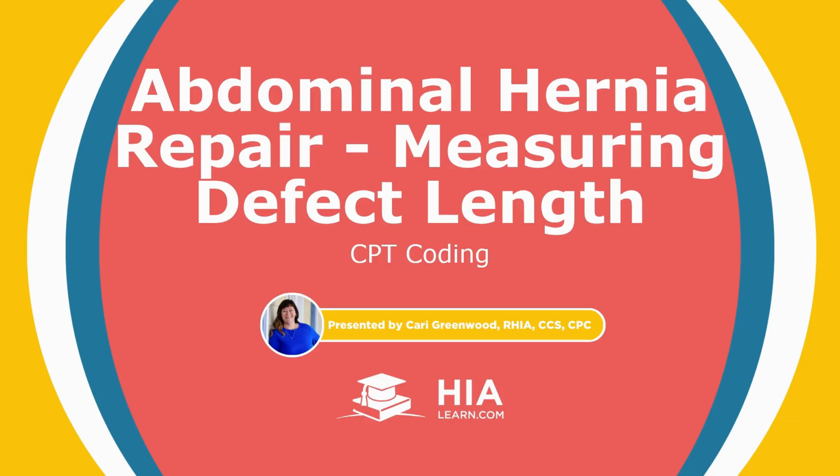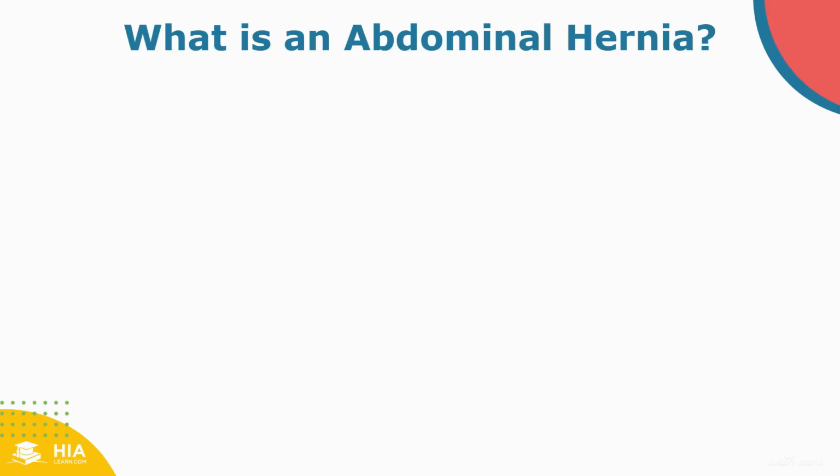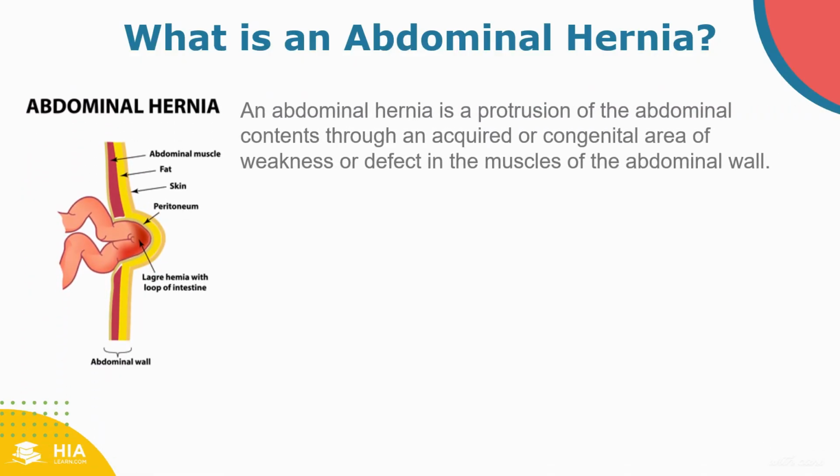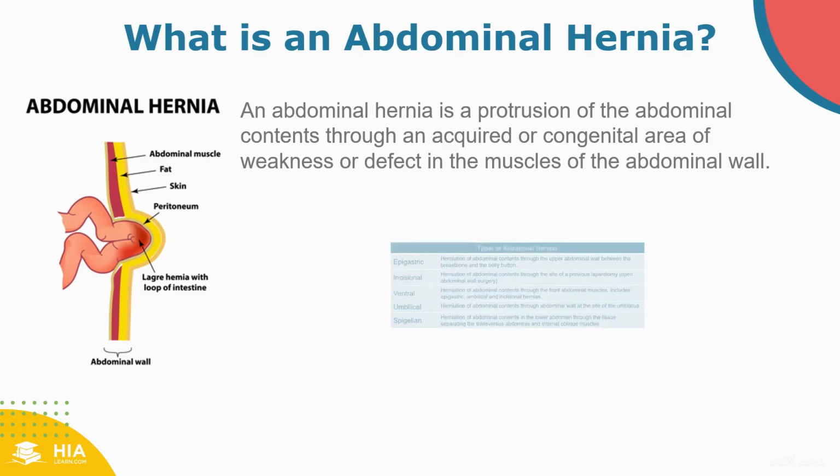To abdominal hernia repair, measuring defect length for CPT coding. An abdominal hernia is a protrusion of the abdominal contents through an acquired or congenital area of weakness or defect in the muscles of the abdominal wall. There are several types of abdominal hernias.